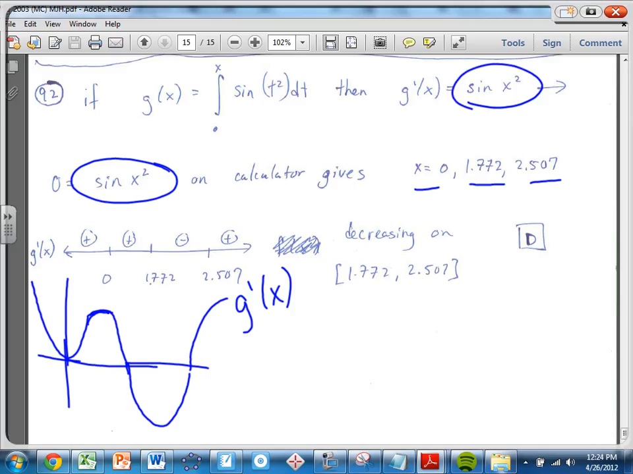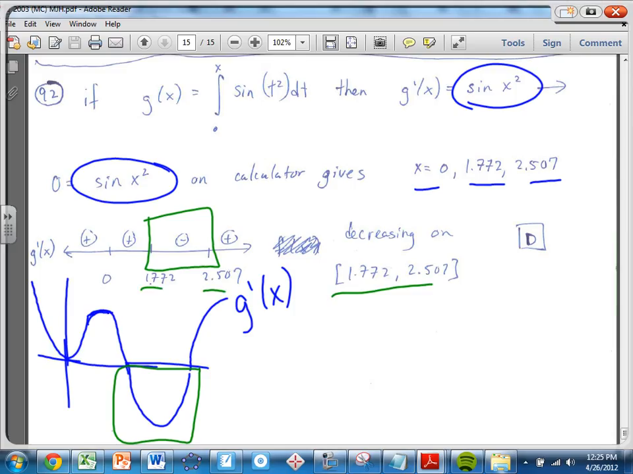So what you're going to notice is this. The function is decreasing when the derivative is negative. When is this derivative actually negative? Right in there, which is between 1.772 and 2.507. Choice D.